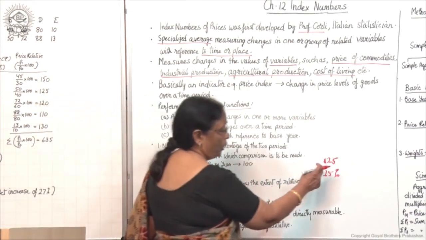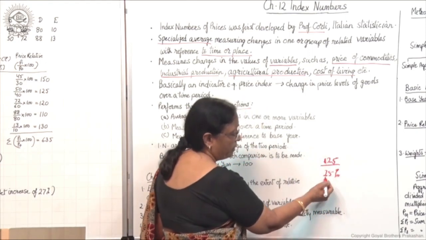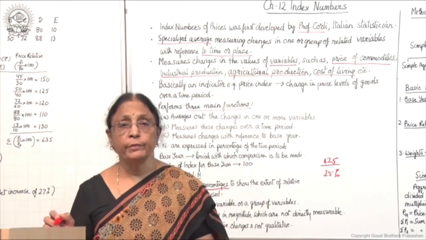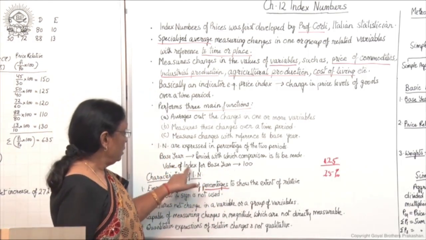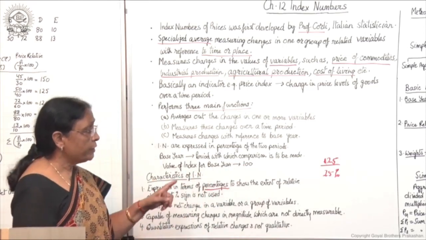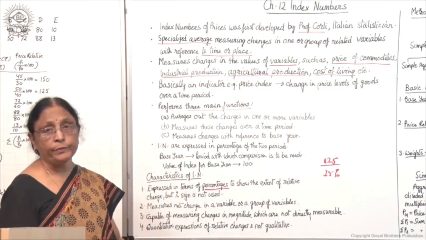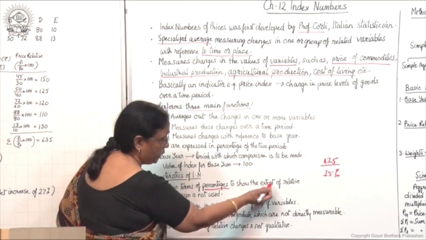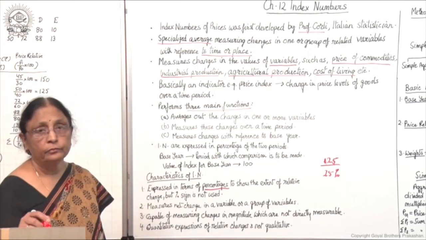When we say 125 is the index number, then we do not use percentage sign. When we analyze, then we say that 25% increase has taken place, but 125 will not be written in terms of percentage, right. 100 is the base year, index is 100 and 25% is the change. So, we will not write 125%, and when we are analyzing our answer, then we write 25% change has taken place. Clear?